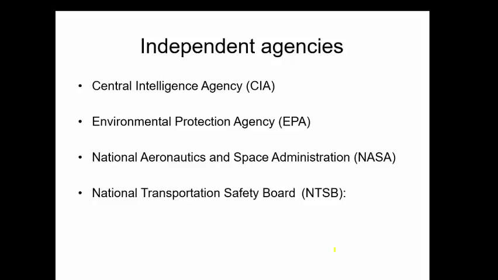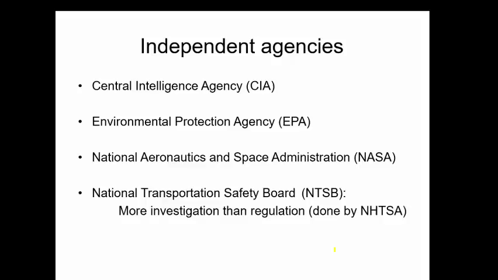The National Transportation Safety Board provides a good contrast to why it's independent, as opposed to what we just talked about a few minutes ago, the National Highway Traffic Safety Administration, NHTSA. That group is responsible for the rules and regulations, whereas the NTSB is more of an investigative arm than it is a regulatory arm, which is the NHTSA.